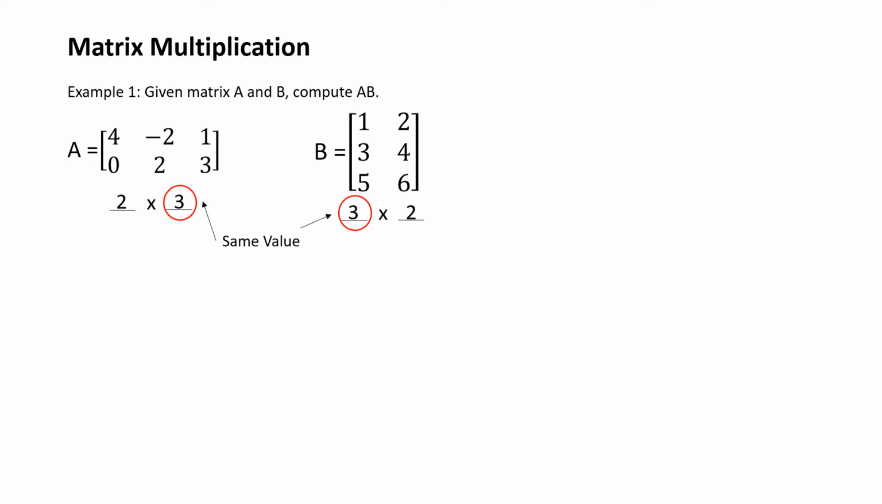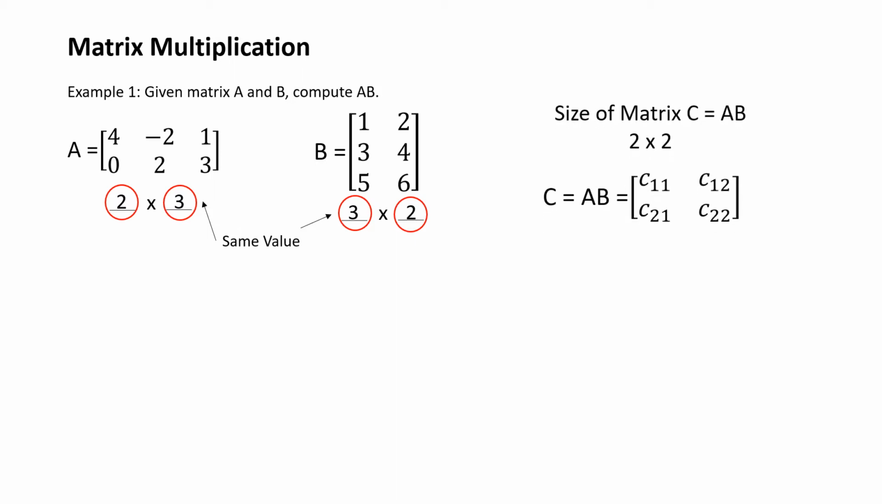In order to predict the size of matrix AB without doing any calculations, we can analyze these two values. We can determine the size of matrix AB by looking at the number of rows in matrix A and the number of columns in matrix B. Therefore, the size of matrix C will be 2 by 2.